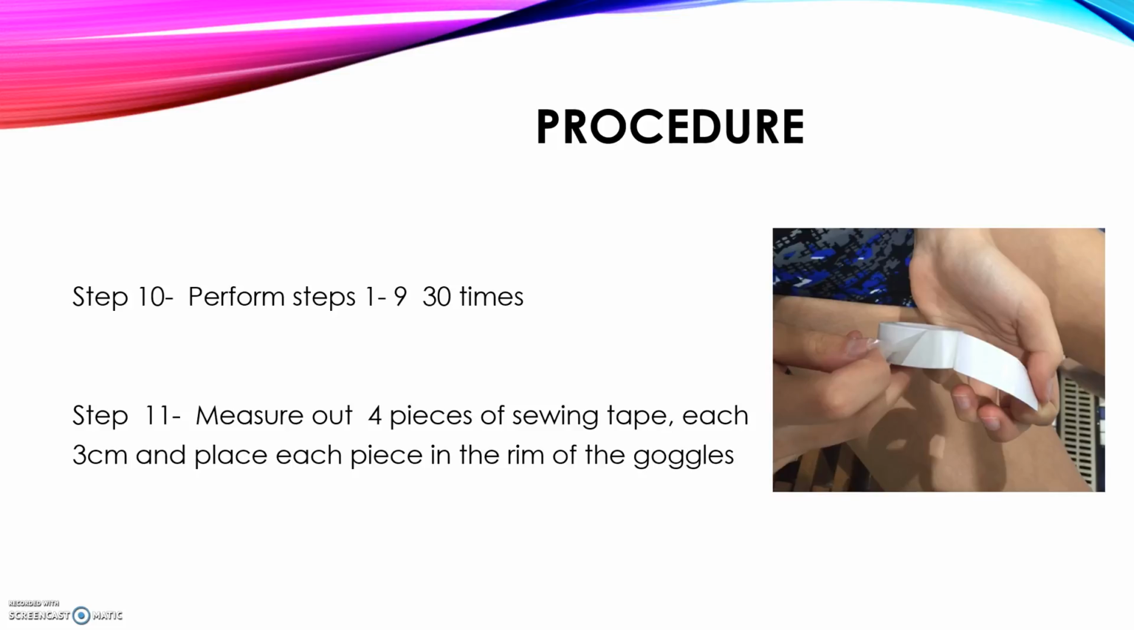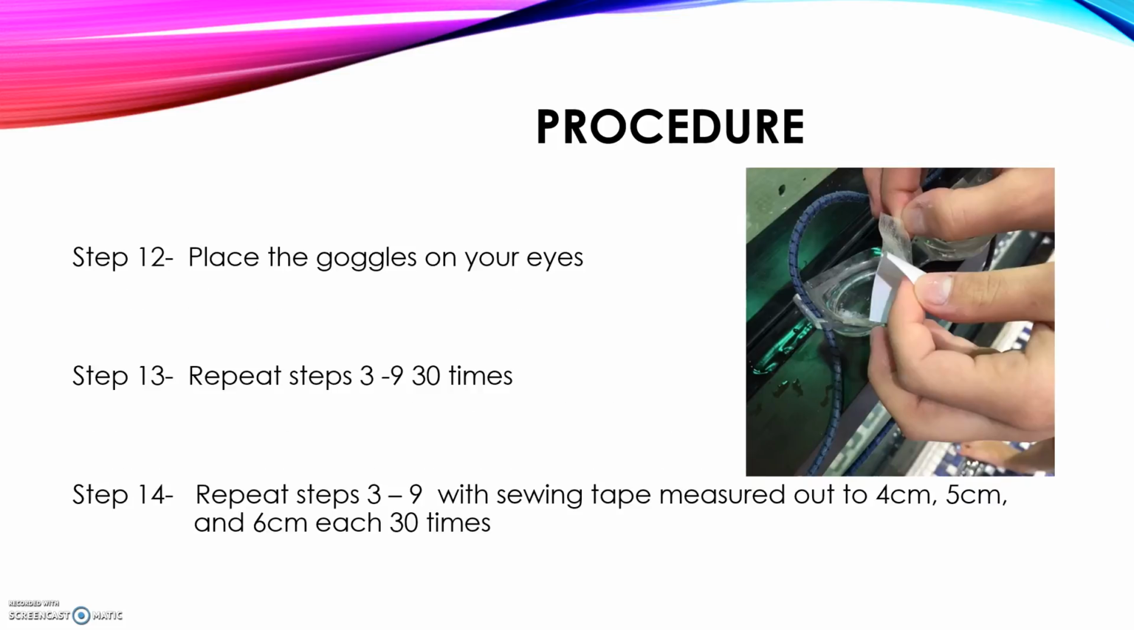Next, 4 pieces of 3 cm tape were placed on the goggles. During steps 12 through 14, steps 3 through 9 were repeated 30 times. I then repeated steps 3 through 9 with 4, 5, and 6 cm tape 30 times each.